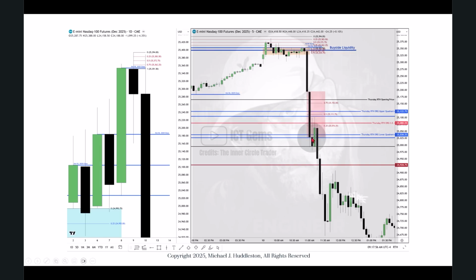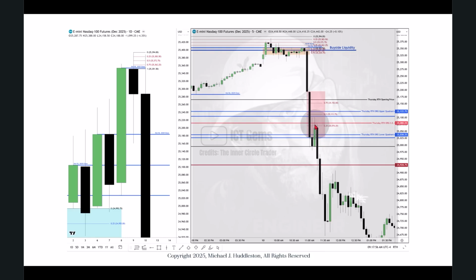Volume imbalance, volume imbalance. This is what? Suspension block. Halfway point, consequent encroachment. Can't even reach that. And the bodies are staying below what? Thursday's regular trading hours opening range gap, consequent encroachment, midpoint level. It can't even muster the strength to come back and kiss it with its bodies. It's weak. It's heavy.